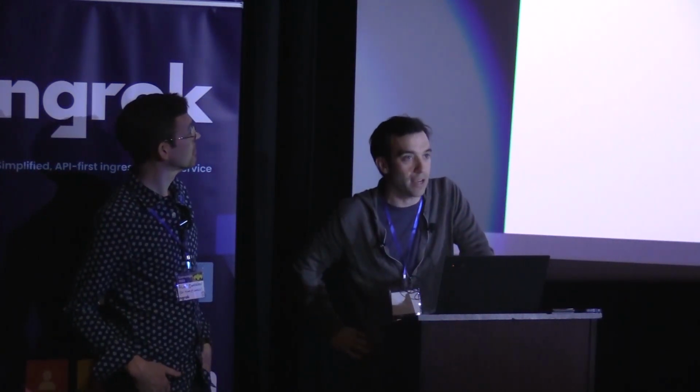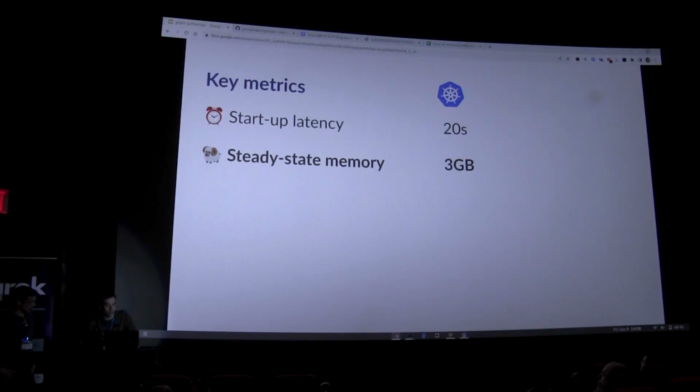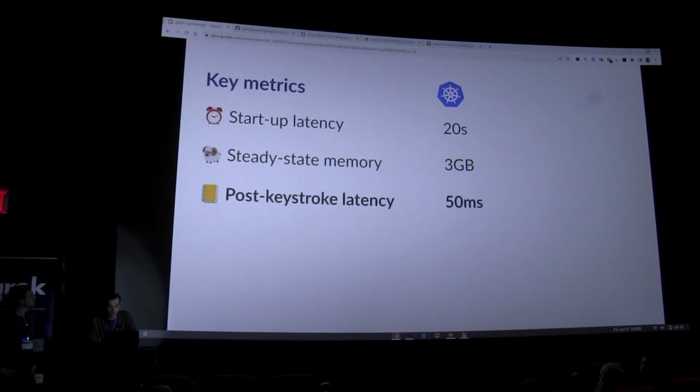The next metric is steady state memory, and this is how much memory Gopls requires to be ready to respond to requests. And for Kubernetes, this is around 3 gigabytes, which is a pretty significant chunk of system resources.